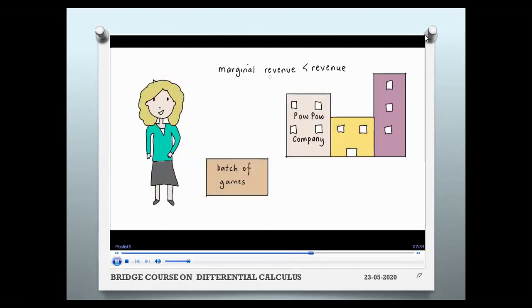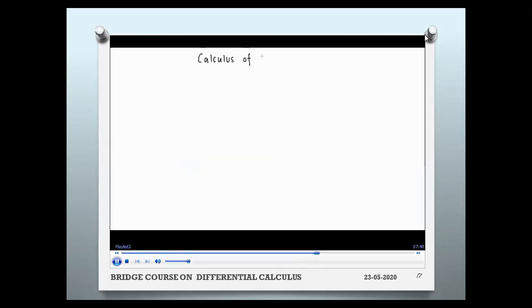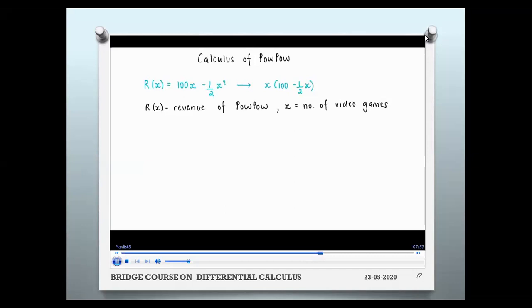But this is less than the price that you wanted to charge for an additional video game. As you can see, we have a financial problem here, and we need to model the revenue here using calculus to find the optimal quantity of games to maximise your revenue. Let's say we model the revenue for PowPow and produce the revenue function as R(x) equals 100x minus a half x squared, where R is the revenue and x is the number of video games sold.